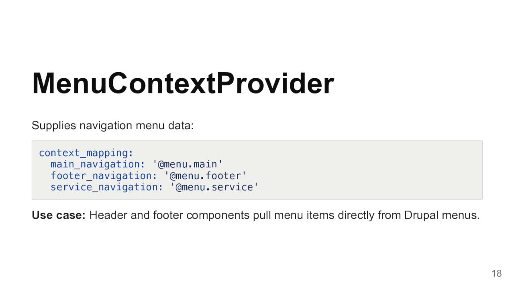The menu context provider handles navigation menus. It provides main navigation, items from your main menu, footer navigation, footer menu links, service navigation, service-specific nav items. Components like header and footer can pull menu data directly, keeping navigation in sync with your Drupal menu structure. When you add or remove menu items in Drupal, the components update automatically.